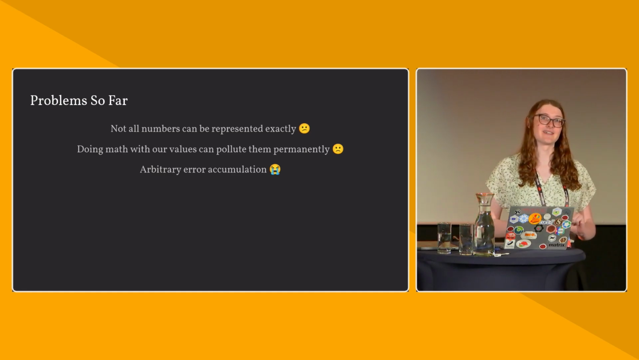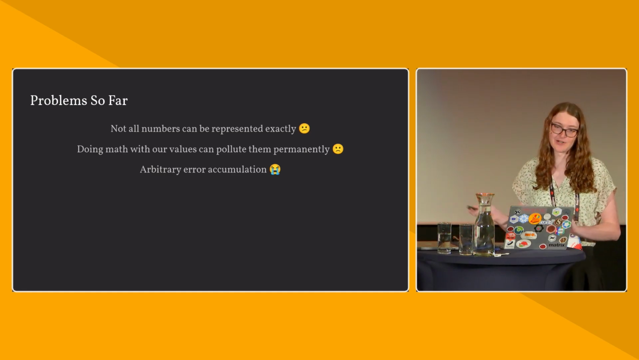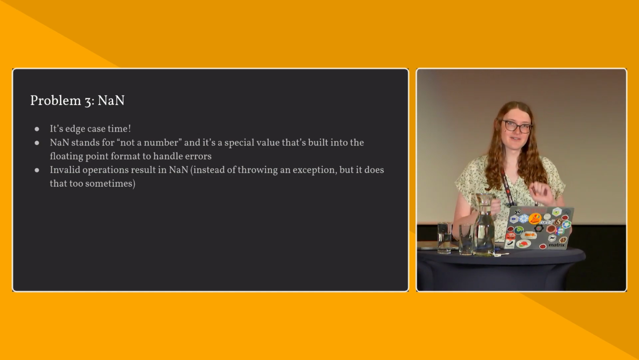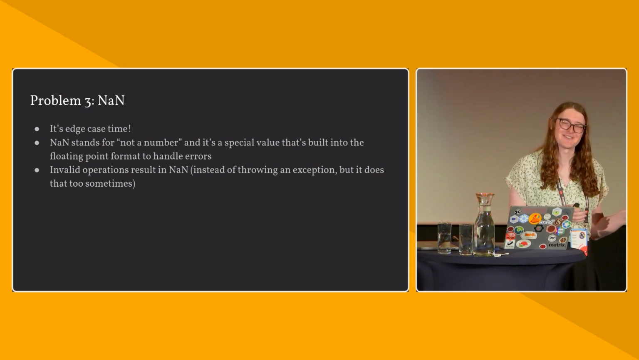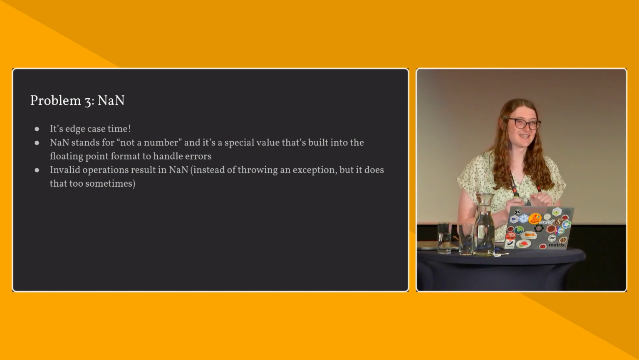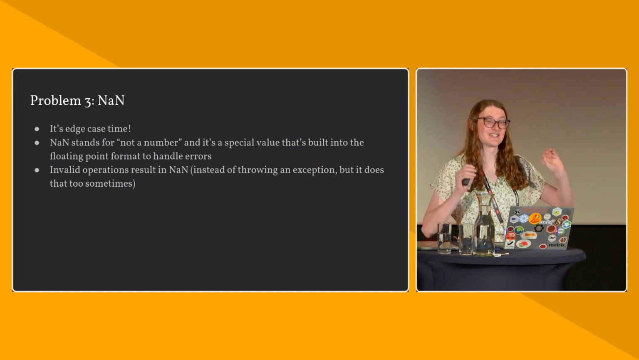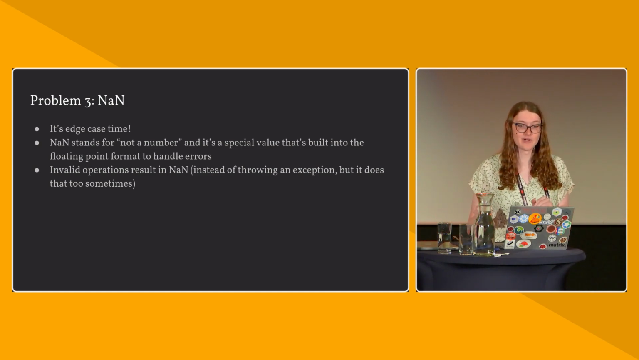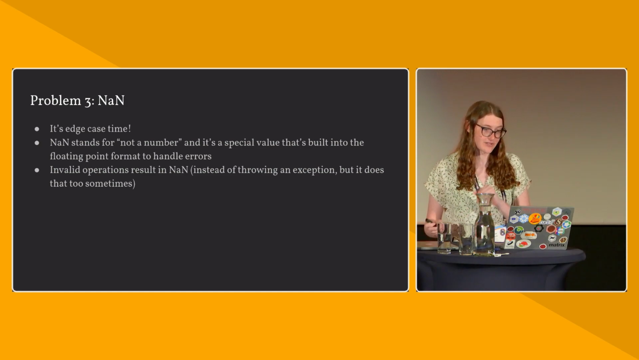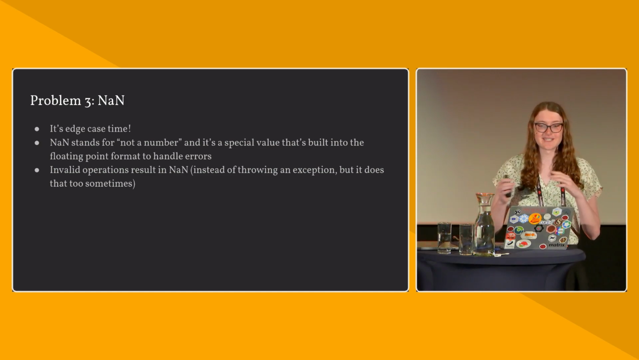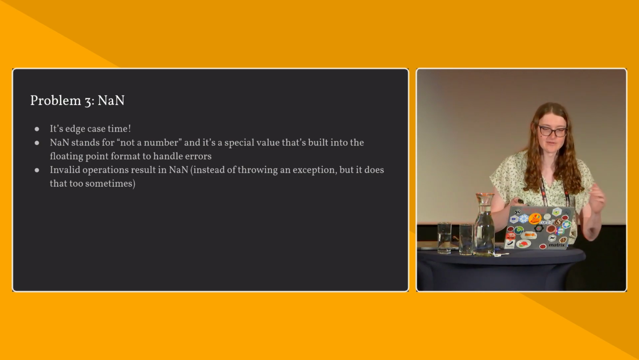But I know what you're thinking. Don't worry, it gets worse because of NAN. Remember those edge cases from earlier? When I was going over how floating point works, there were actually several edge cases that I glossed over, and it's time to talk about them now. One of those edge cases is NAN. NAN stands for not a number, and it's a special value which is built into the floating point format itself to handle errors. Invalid operations will result in a NAN value instead of throwing an exception, though that also happens too sometimes.